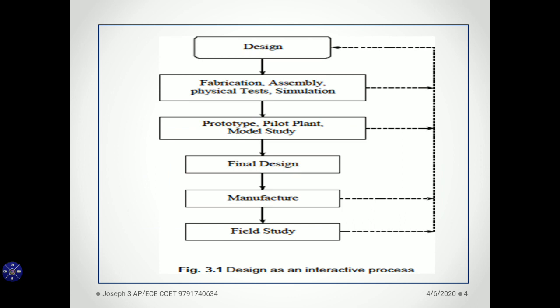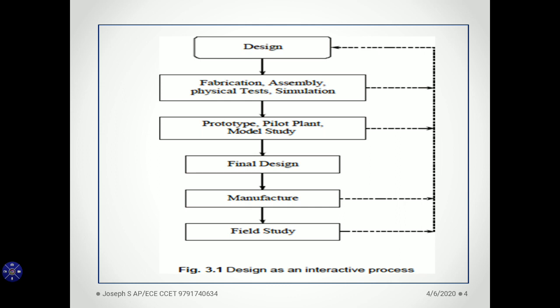So this is the flowchart I have given below. You can see, before designing or manufacturing a product, the design is the first important thing. The first step of manufacturing a product is that we should first design the product, and after that we are going to fabricate it, and we have to do a physical test, and run the simulation, and next we go for the prototype, plot plan and model study. After that it goes to the final design. If there is any problem in fabrication, assembly or physical test, then the arrow goes back to the design. So it comes from the first step.